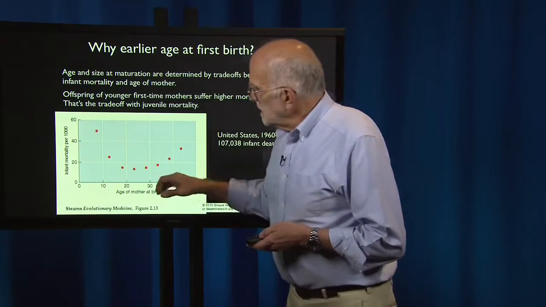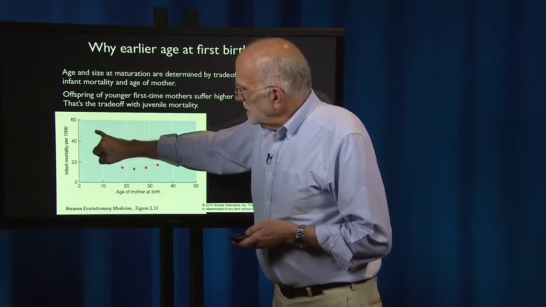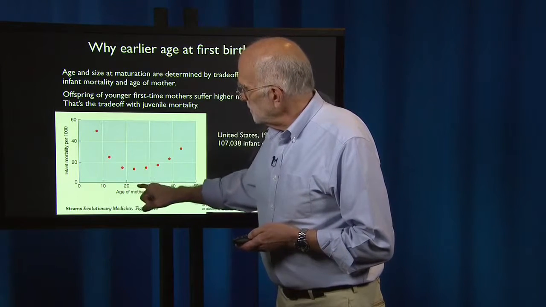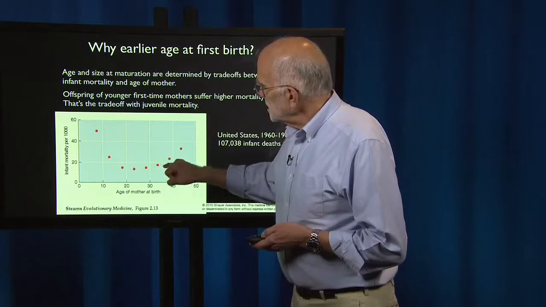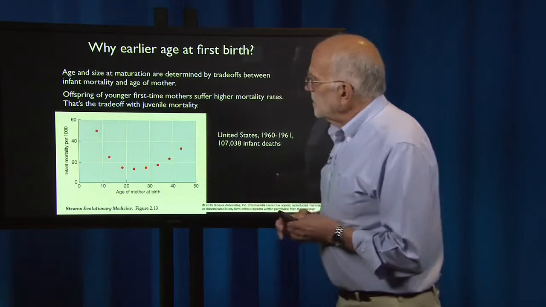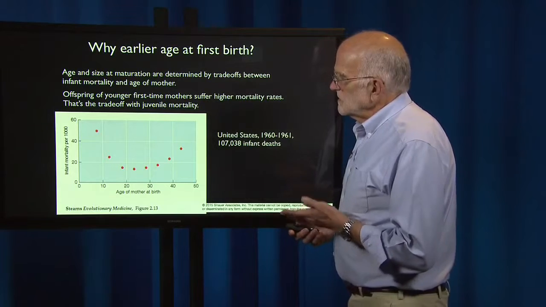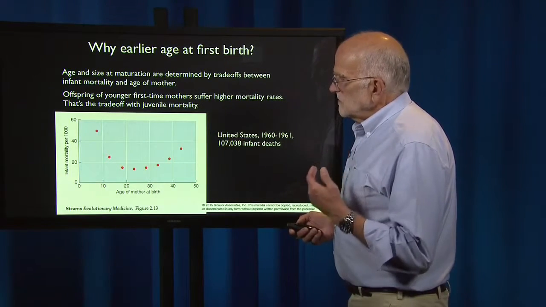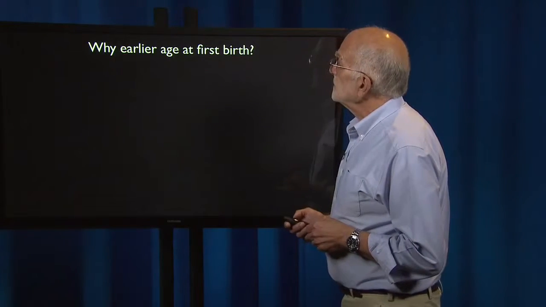And you can see that girls who are having offspring before they're 10 years old have a very high probability that their baby will die. That drops down to a minimum at about 22 years of age and then begins to rise particularly strongly after 35. So what's going on when medicine improves early childhood survival is something that has a direct impact on the evolution of age and size and maturity.